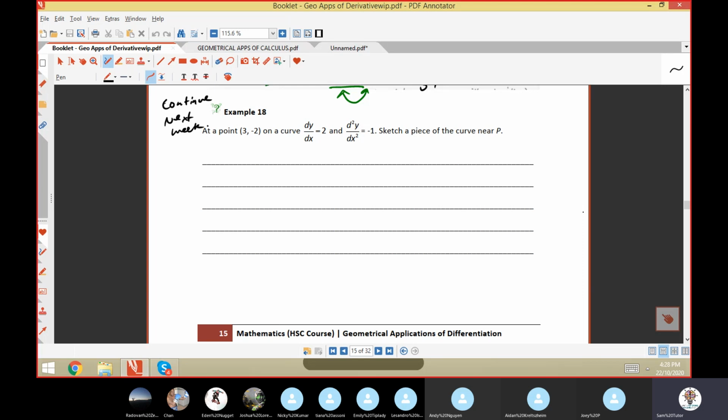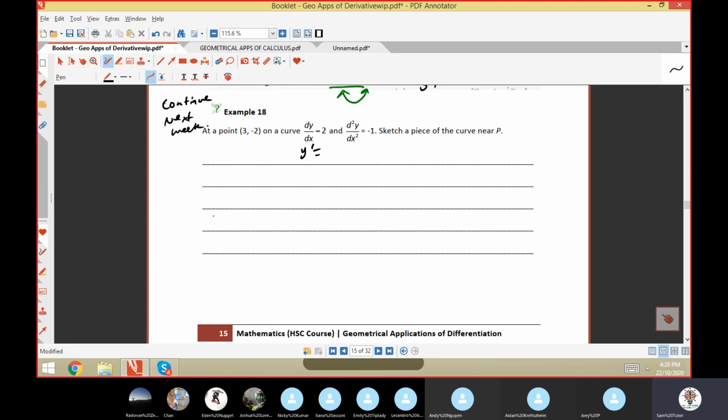All right, at a point (3, -2) on a curve, dy/dx, which means y dash, is equal to 2. Okay, and y double dash is equal to -1. That's very specific, but you don't care about the number. Because y dash being 2 just means the gradient is 2. What if the gradient was 3? What if the gradient was 5? What if the gradient was 10? What if the gradient was 20, 30? Does it make a difference? Mathematically, yeah, the gradient's getting steeper, but is your increasing or decreasing factor going to change?